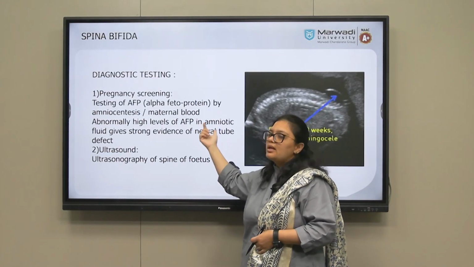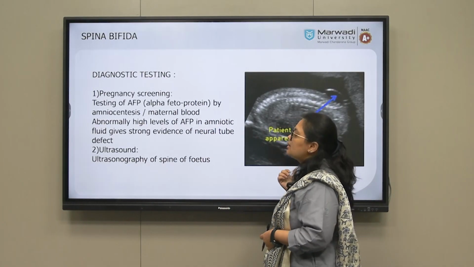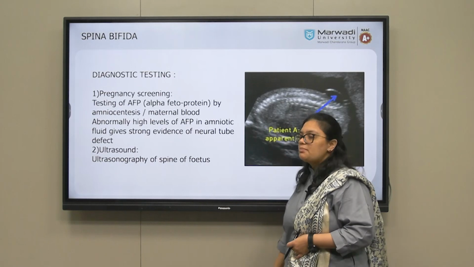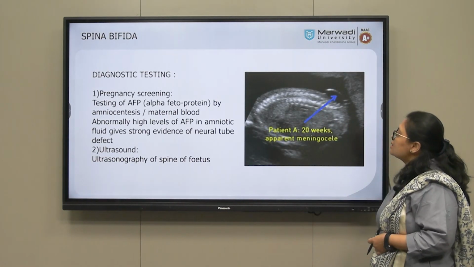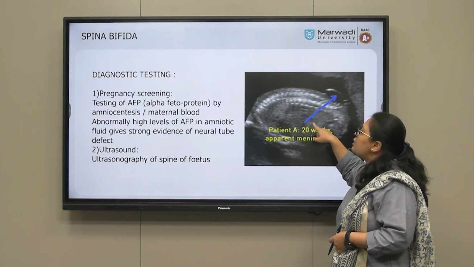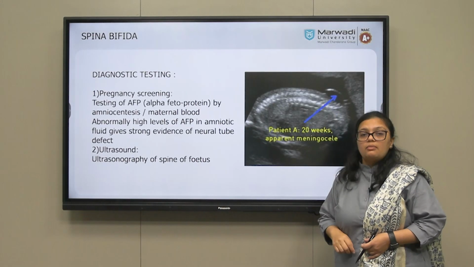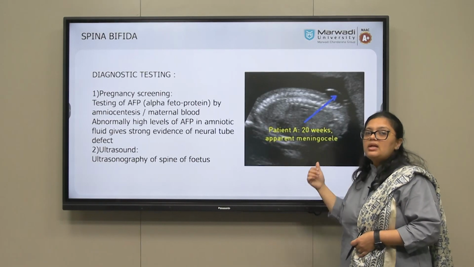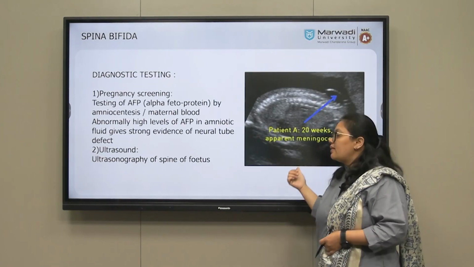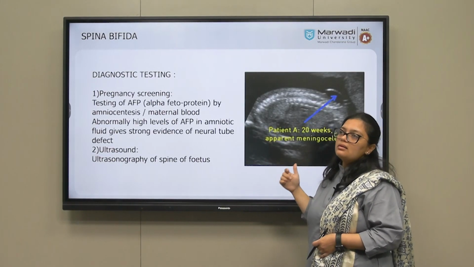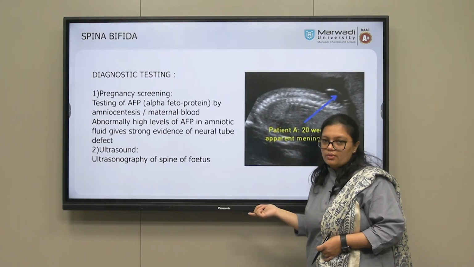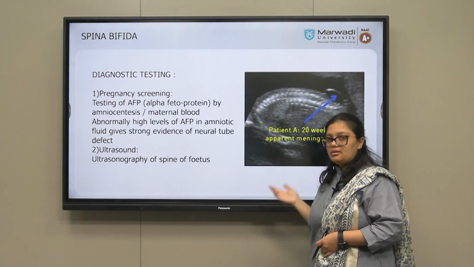the presence of this will tell you that you have some issues with the development, and ultrasonography of the spine of the fetus. If you see the ultrasonography picture, you will be able to identify that the spine is not properly developing. That will be informed to the mother also, right? Now it is up to the mother what to do.